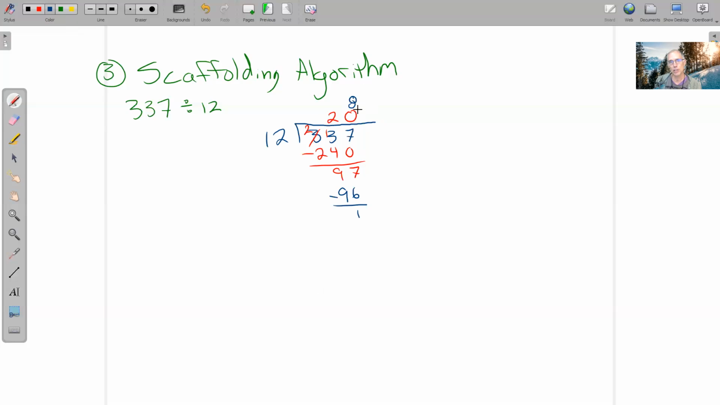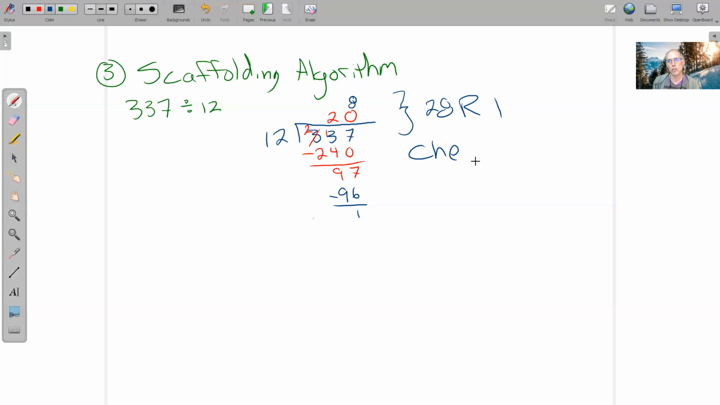And then the scaffolding is how I built that up here. And then I come down with filling in zeros. Some kids have troubles when you don't fill in zeros because they're not very neat. So we keep track of place values, we keep track of columns. And then from here I can say, okay, the answer must be 28 remainder 1.